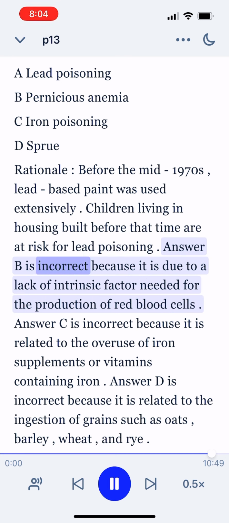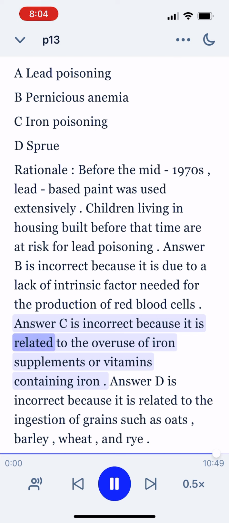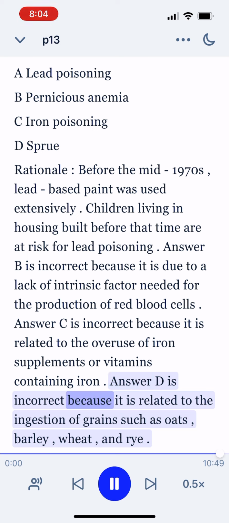Answer B is incorrect because it is due to a lack of intrinsic factor needed for the production of red blood cells. Answer C is incorrect because it is related to the overuse of iron supplements or vitamins containing iron. Answer D is incorrect because it is related to the ingestion of grains such as oats, barley, wheat, and rye.